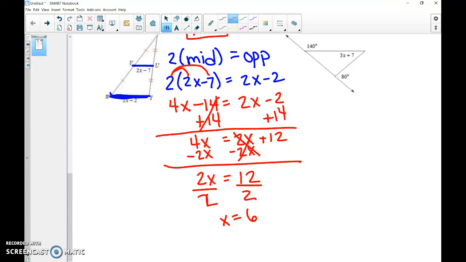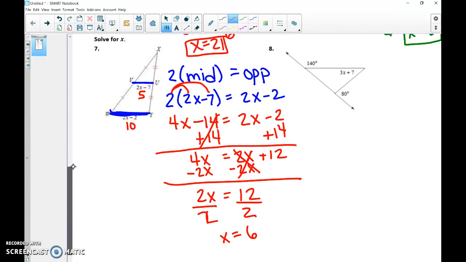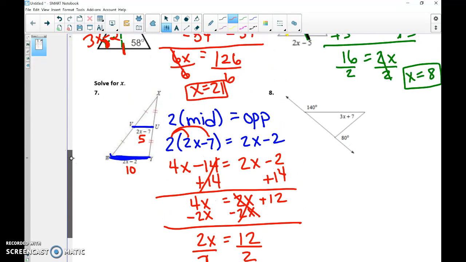And I'm going to just double check that really quickly. If I plug in 6, 2 times 6 is 12. 12 minus 7 is 5. 6 times 2 is 12. 12 minus 2 is 10. And that works out perfectly. 5 is half of 10. So my mid-segment does work out.